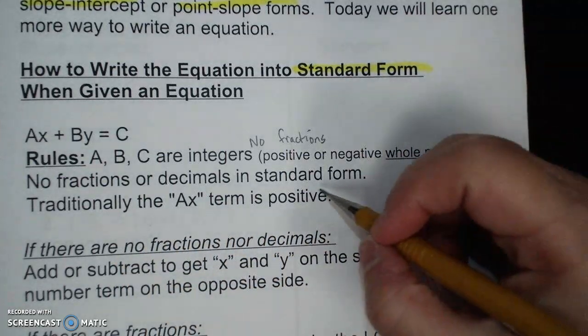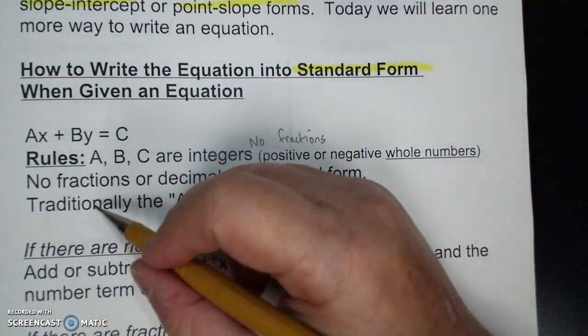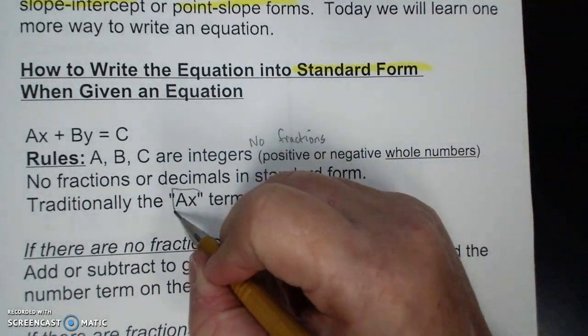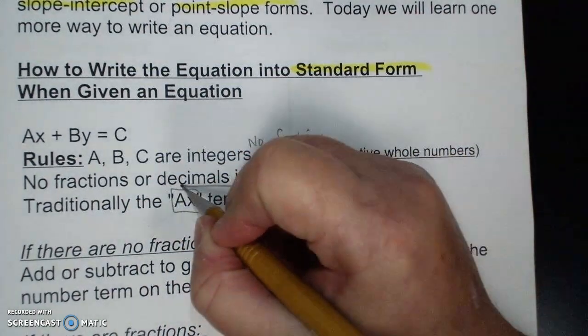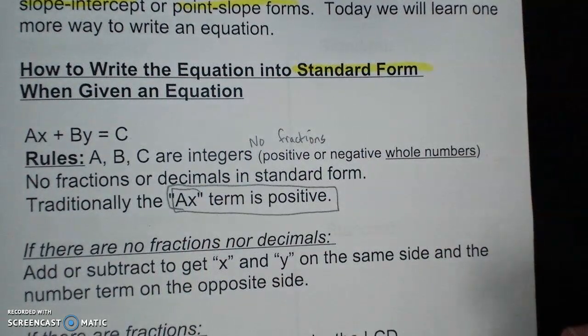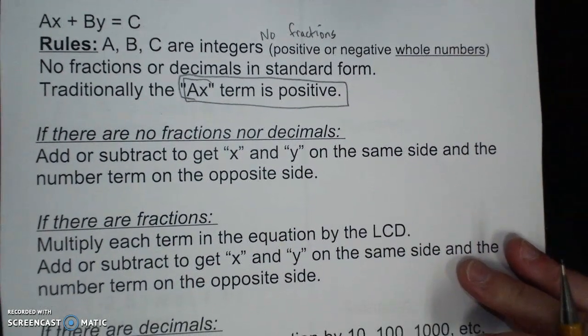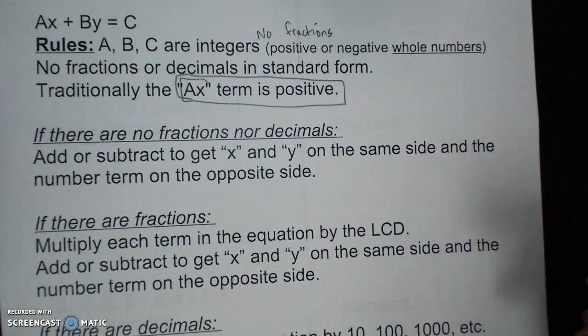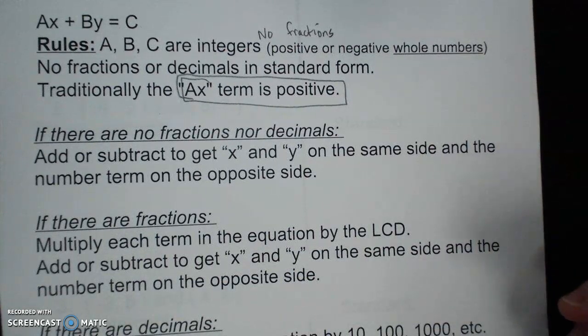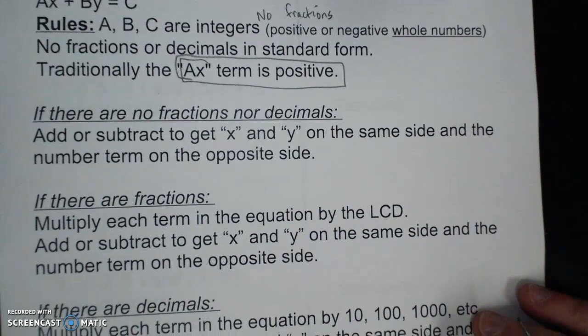Traditionally, the ax is positive. And I'm going to take out traditionally, and say that the ax term is positive. That's non-negotiable. If there are no fractions nor decimals, add or subtract to get x and y on the same side and the number term on the opposite side. We're just going to rearrange stuff.